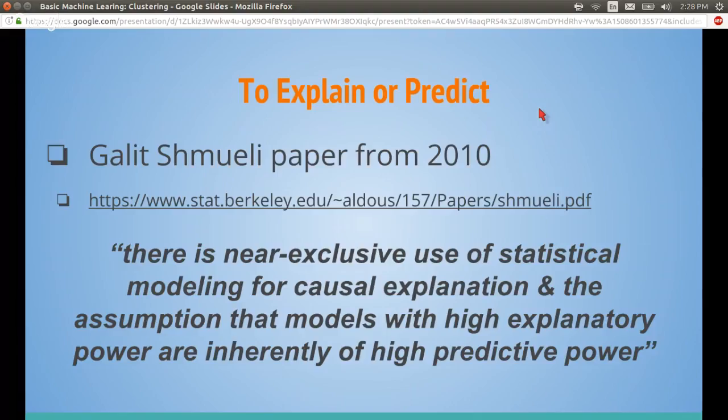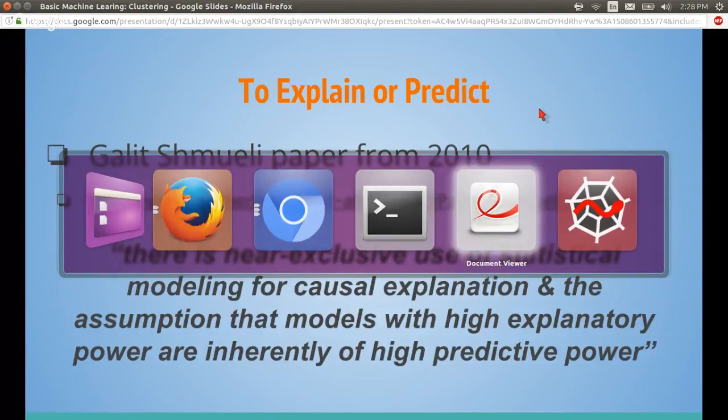But I wanted to show you this guy named Galit Shmueli, I think is how you say it. If you search for the paper To Explain or Predict, I always find it on the Berkeley statistics website, but he's actually from the University of Maryland. If you bear with me for about 10 slides or so, we're going to look at some excerpts from the paper. I will show you the paper real quick.